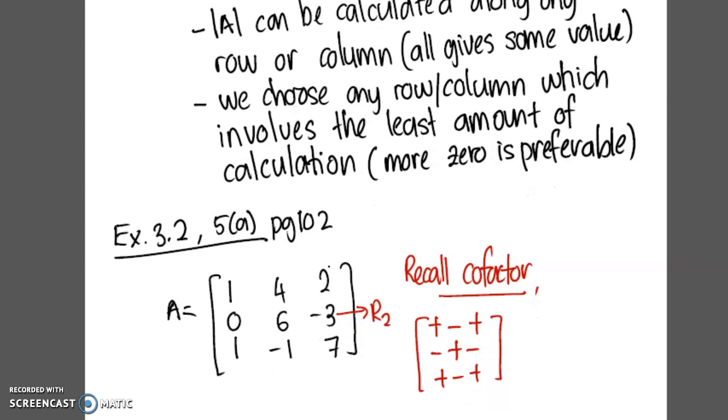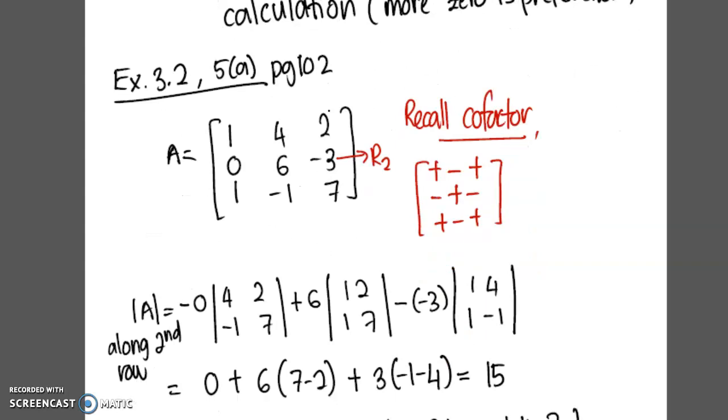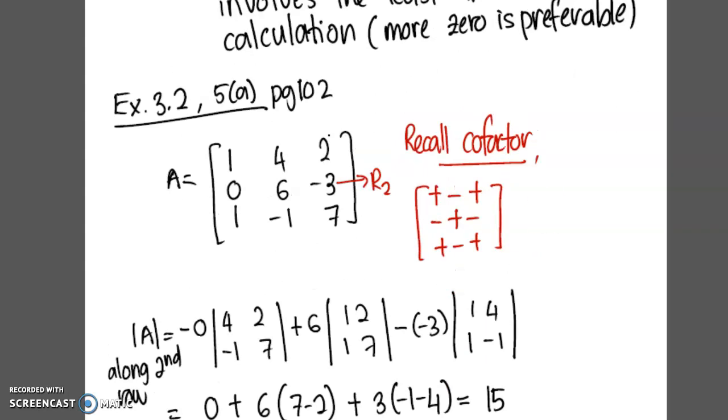Okay, let's have a look at this example. So we have a matrix A. Okay, lepas tu we want to apply the cofactor expansion. So bila kita pakai cofactor expansion, let's say we use row yang kedua. So why we choose second row? Because we have zero element here.